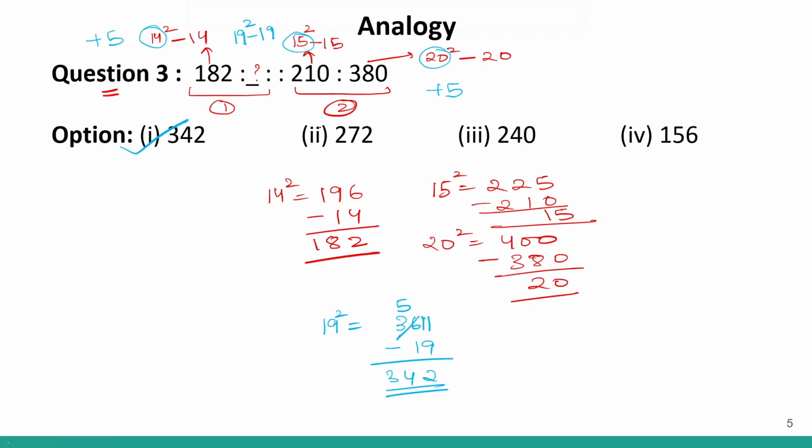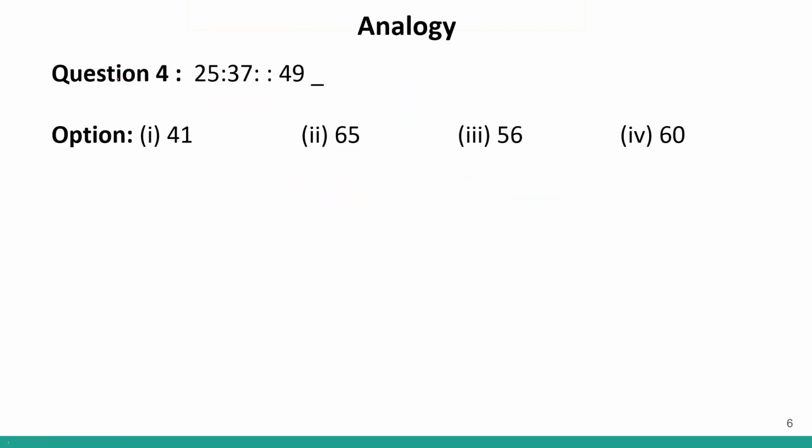Clear? Okay. Moving on to question number 4. Question number 4, this is the first pair. So first we will find the relationship in the first pair and then we will apply it to find the missing element in the second pair. So here we should have a dot. Okay. Missing element in the second pair.